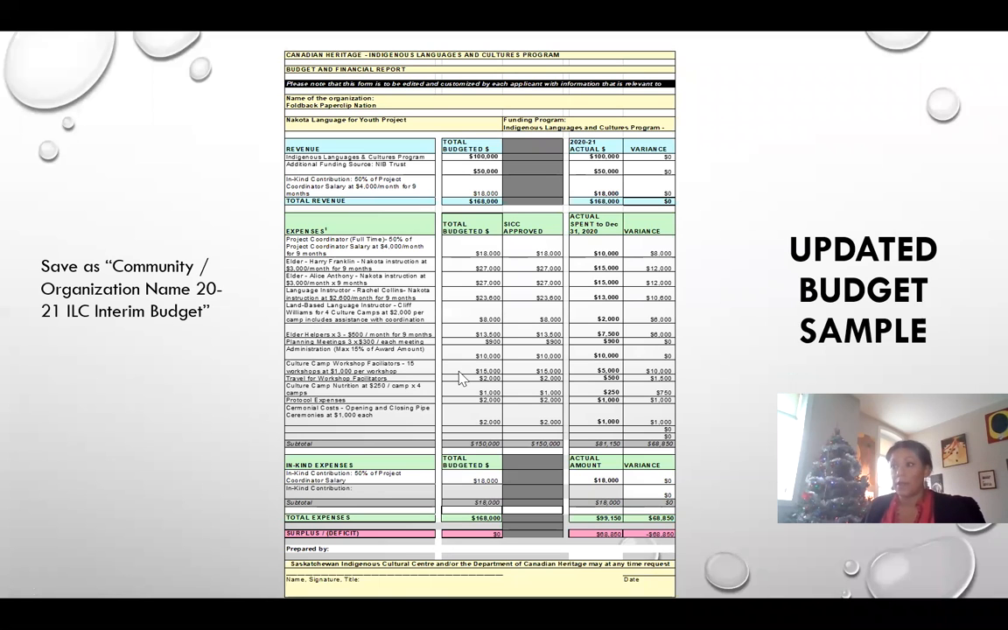Okay, here's a copy of the budget. You have all seen this document. You filled it out again, accompanying your contribution agreement. Now's the time to start to talk about actuals up until December 31st. And so you'll notice in this column, I've entered in some information.